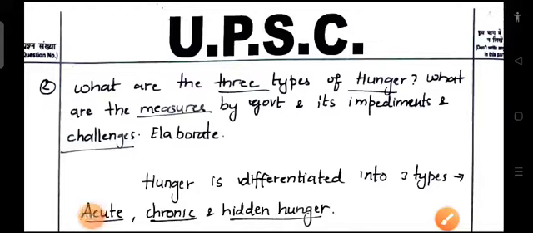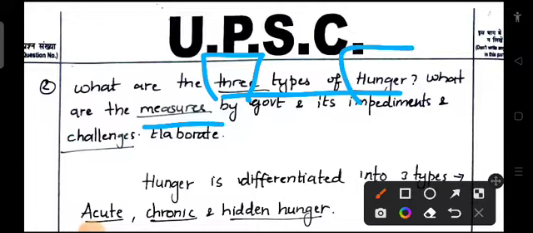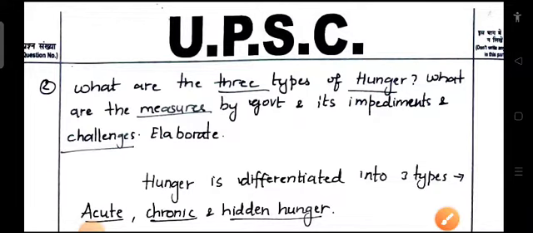Now, the second question for today: what are the three types of hunger? What are the measures by the government and its impediments and challenges? Elaborate. Now, we have to discuss the three types of hunger, the measures by the government, and also the challenges. These are the parts which have to be addressed.